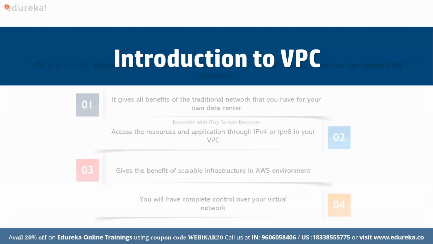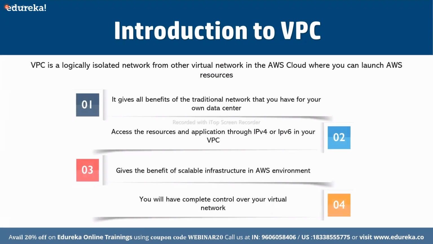Now, as we are saying, VPC is a networking component. It is a logically isolated network, okay? And that's why it is known as a virtual network, because it is present on cloud. I cannot physically go and touch the hardware, but I can use all the features of this hardware. So it will give you all the benefits of a traditional network.